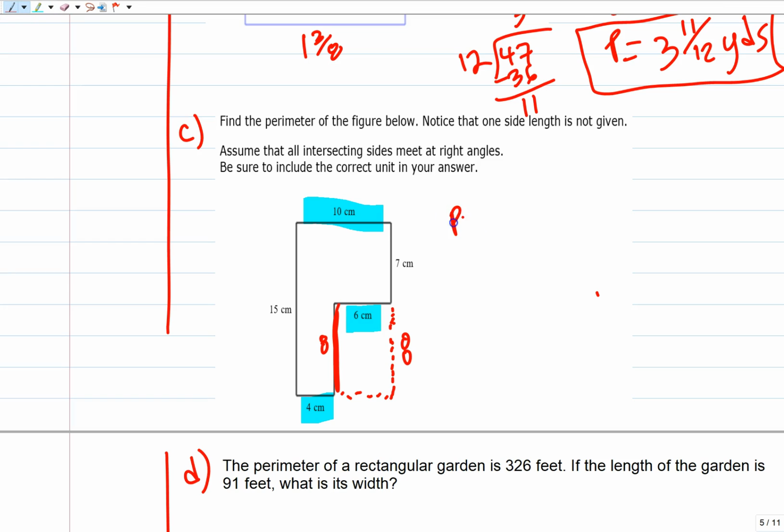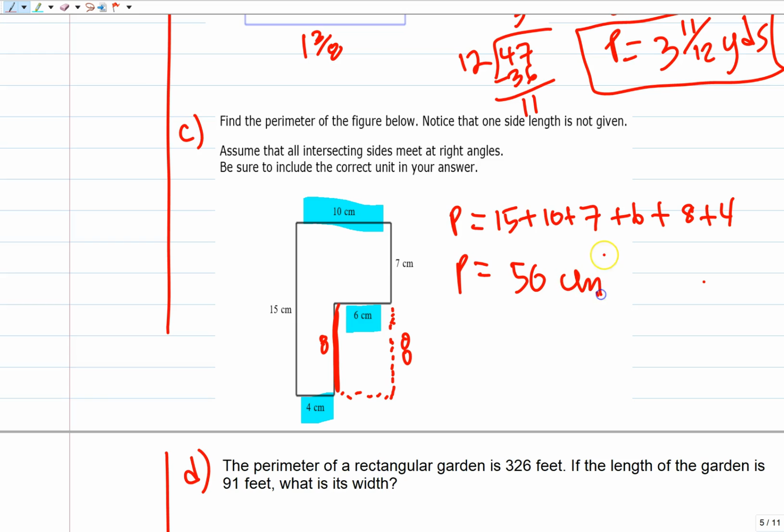So now our perimeter will be the sum of these sides. So how about 15 plus 10 plus 7 plus 6 plus the 8 we figured out, plus the 4. I always like to stop and check. We said there were 1, 2, 3, 4, 5, 6 sides. I should have 6 numbers here. Good. So adding that up, 15, 25, 32, 38, 46. I'm thinking 50 centimeters. Double check that.